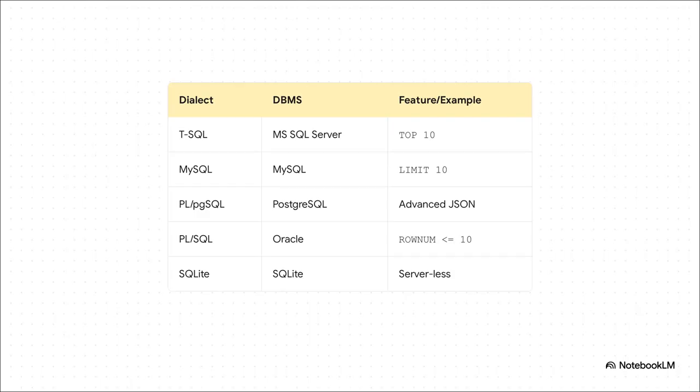Now, while SQL is the standard, it's kind of like a spoken language. Different systems have their own local dialects. The basic grammar is the same, but some of the words change. For example, to get the top 10 results, Microsoft's system uses the command top 10, but MySQL uses limit 10. Same goal, slightly different way of saying it. It just shows you how diverse the landscape is, from huge corporate systems like Oracle to tiny ones like SQLite that might be running on your phone right now.